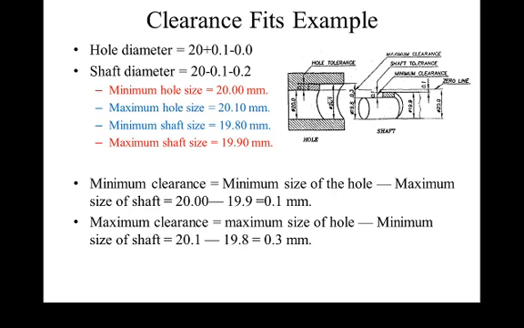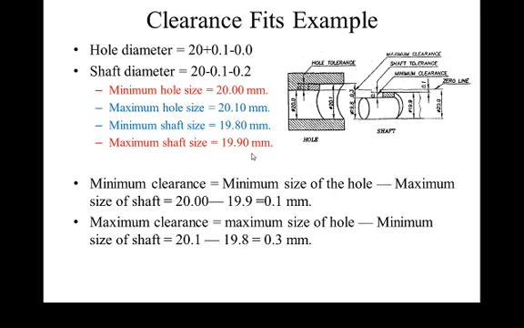Now let us have one example. Suppose a hole has a value of 20 plus 0.1 and minus 0, and the shaft has a dimension of 20 minus 0.1 and minus 0.2. Therefore the maximum diameter of the hole will be 20 plus 0.1, that is 20.1, and the minimum diameter of the hole is 20 minus 0, that is equal to 20. For the shaft, the maximum shaft diameter will be 20 minus 0.1, that is 19.9, and the minimum shaft diameter will be 20 minus 0.2, that is 19.8.